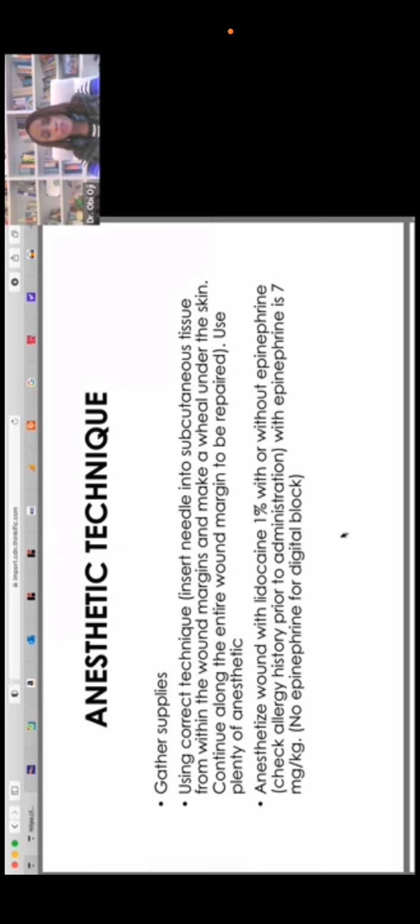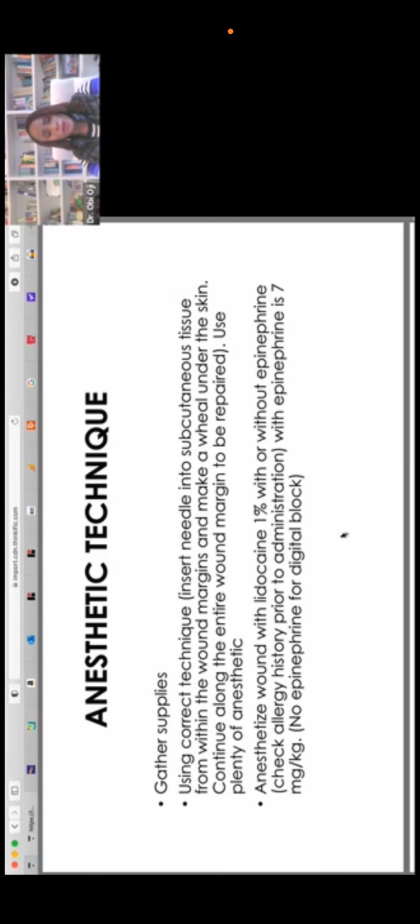So that would be the field block and the fanning technique, and so that way you're able to make sure that you inject all the wound margins and keep this patient comfortable while you're performing your suturing. All right, and then of course you want to anesthetize the wound with whatever solution you choose, so lidocaine with epi or without epi. And then, of course, you also want to check the patient's allergy history.